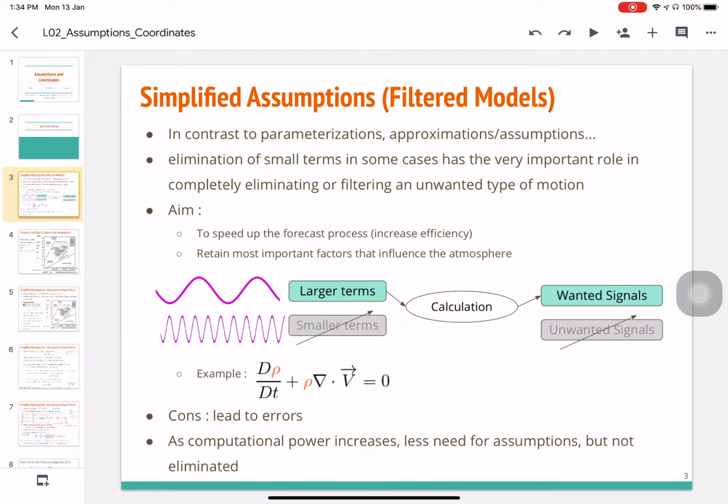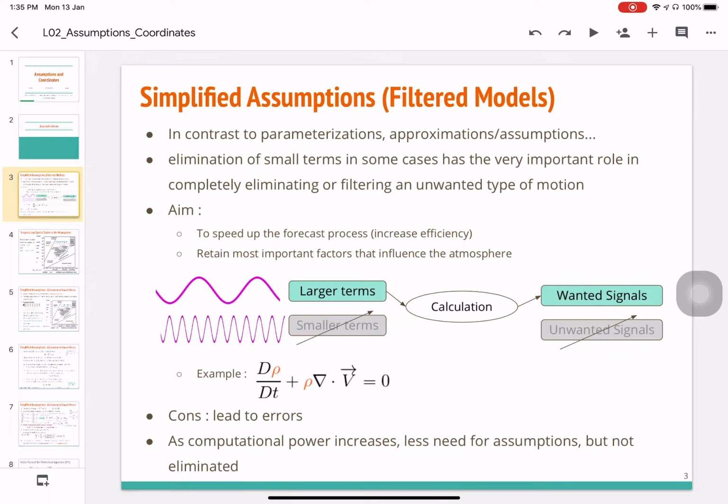So first of all, we talk about simplifying assumptions. If we use all the equations that we have, the equations would be really complicated and we will use a lot of computer resources to solve them. A very simple trick that we can use is scale analysis, and then we can eliminate the smaller terms in the equation before we do any kind of calculation.